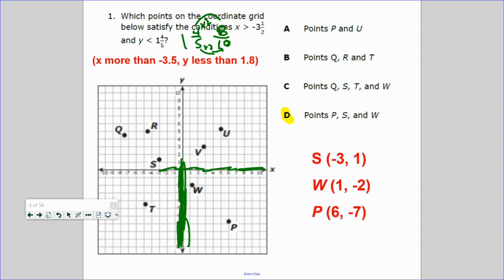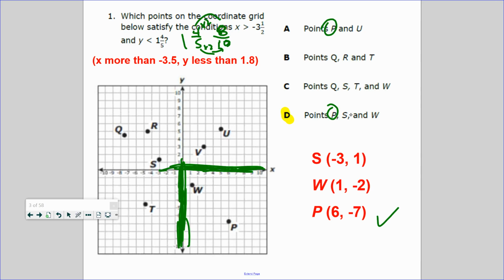Well, if you go here, let's look at point P. So P here. If I go to 6 and I go down to negative 7, does it fit this? Yes. And does it fit this? Is 6 more than negative 3.5? And is negative 7 less than 1 and 4/5? It is. So we know P works. So let's look at some other choices.